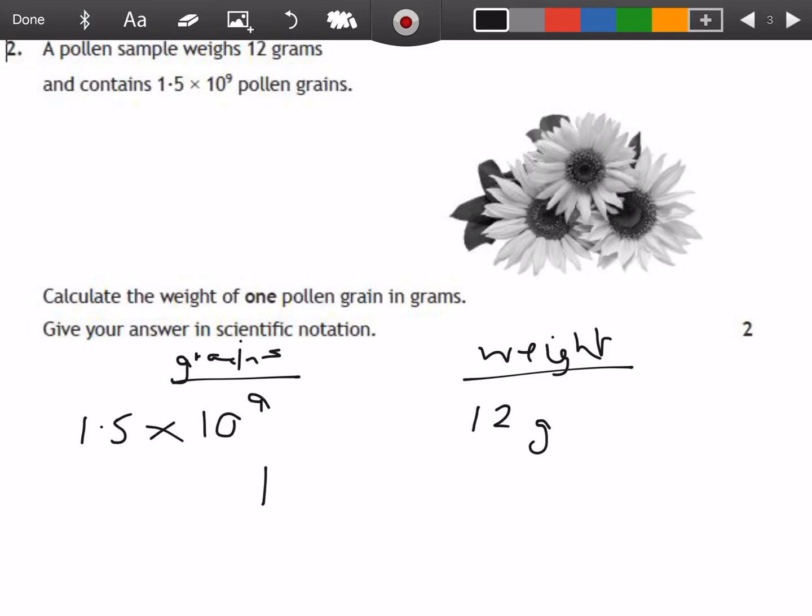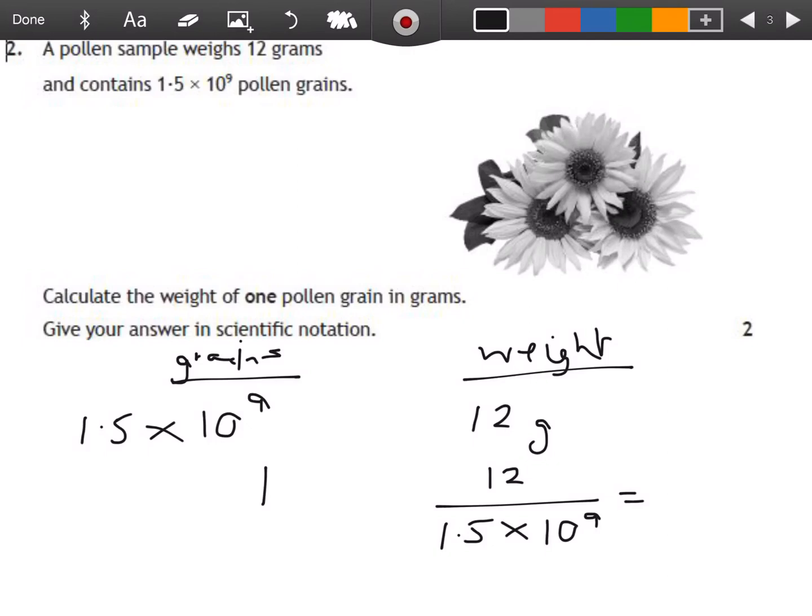Okay, so imagine this question told us, let's see, 5 pins weigh 20 grams. To find the weight of 1 pin, you do 20 grams divided by 5. If you know the weight of 5 things, you divide the weight by 5 to get the weight of 1. So what are we doing? We're dividing 12 grams by the number of pollen grains.